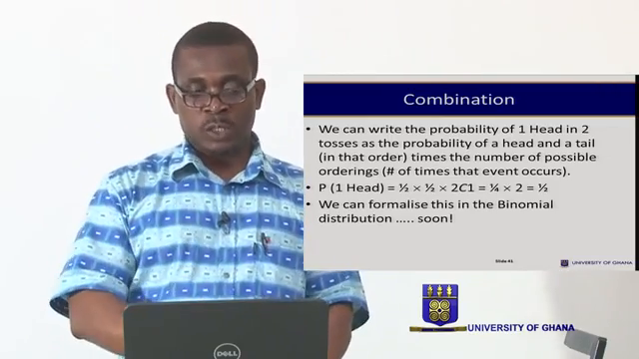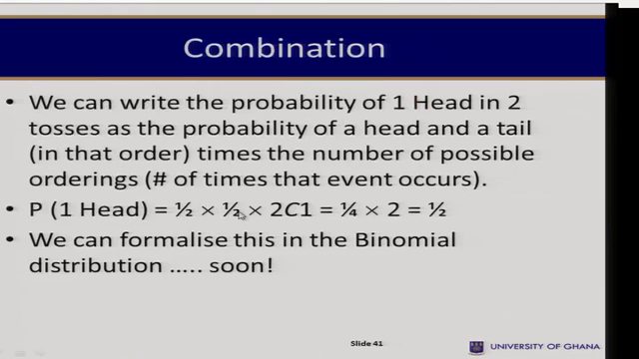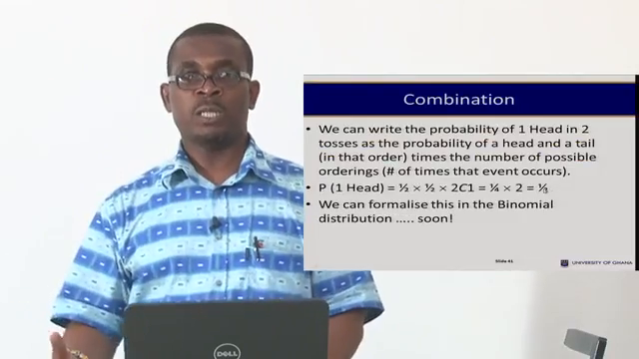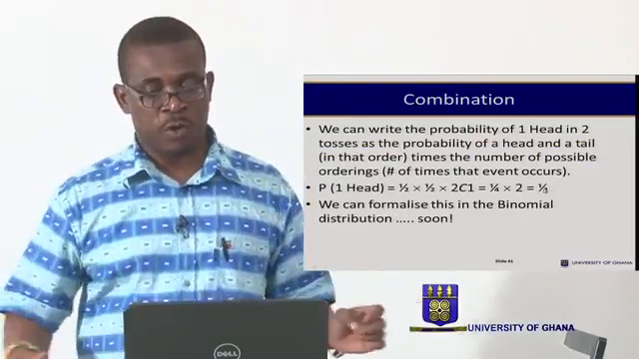And since we're using combination, the probability of head is half, times the probability of tail, which is half, times 2 combination 1. You toss the coin twice, you want 1 head. So that is 1 over 4, because half times half is 1 over 4, and 2 combination 1 is equal to 2. It gives you an answer of half, what we got previously. So we can use the formula now to calculate the probabilities, not a tree diagram.